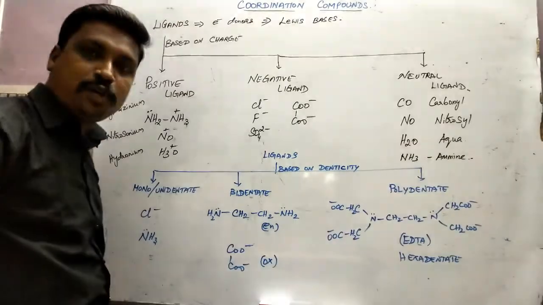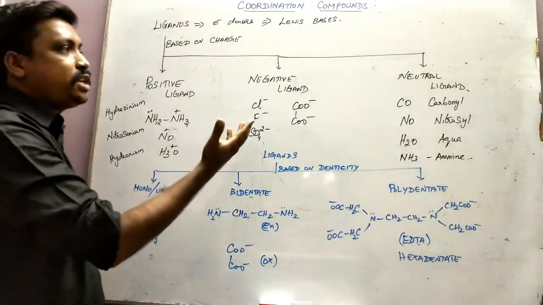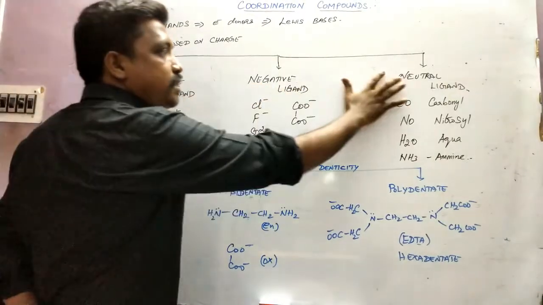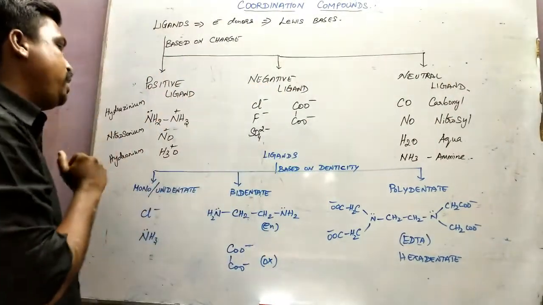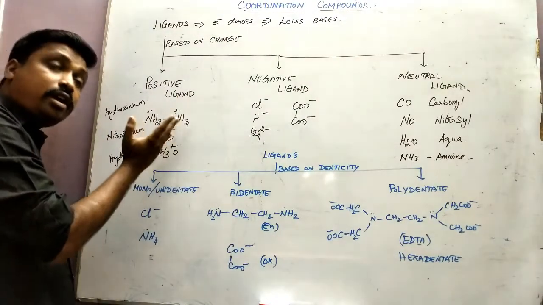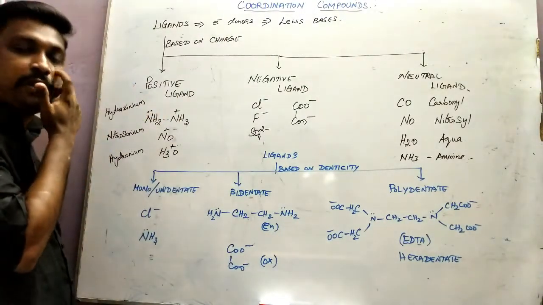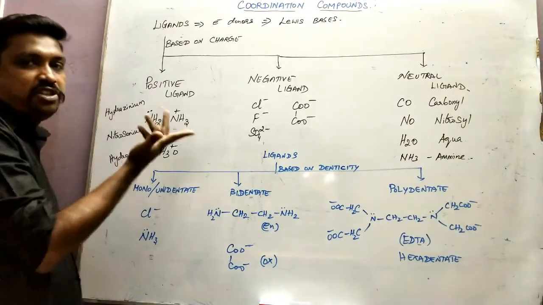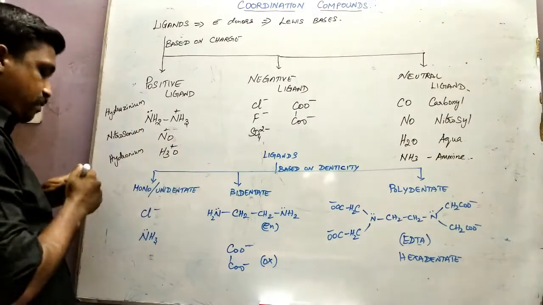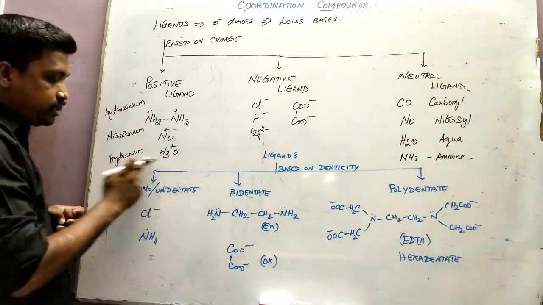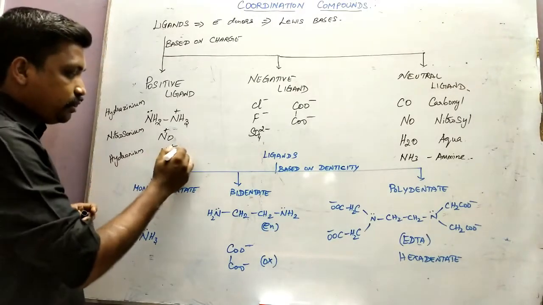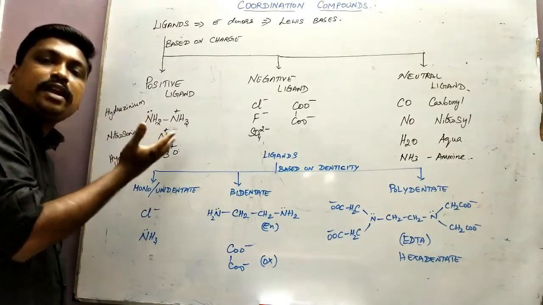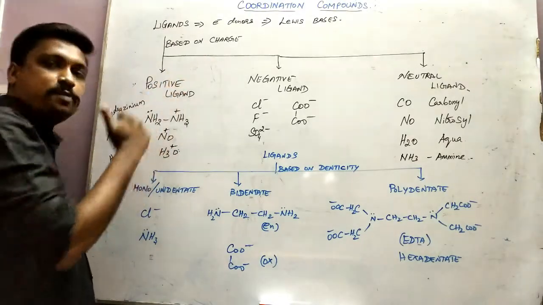Since it is charge based, we are giving the names positive ligands, negative ligands and neutral ligands. What are positive ligands? They must have a positive charge and also they must behave as a donor. Here it is hydrazinium, here it is nitrosonium, here it is hydronium. All these species will donate an electron pair, so they are all donors, but they have a positive charge. So they are classified as positive ligands.